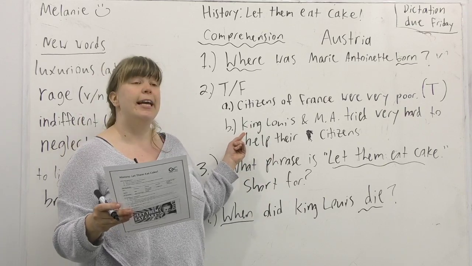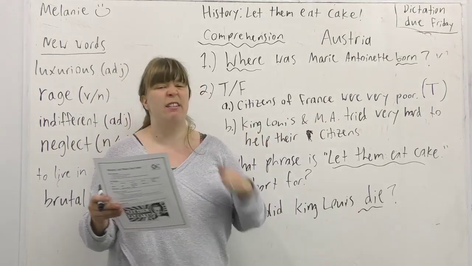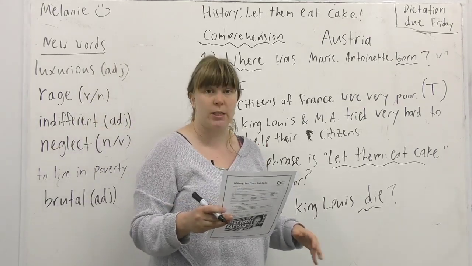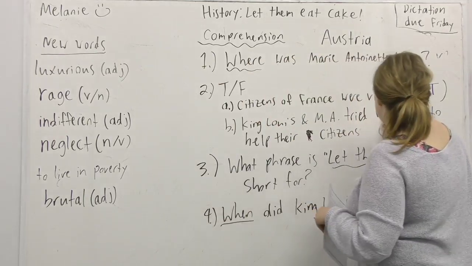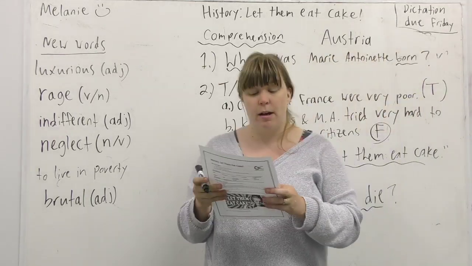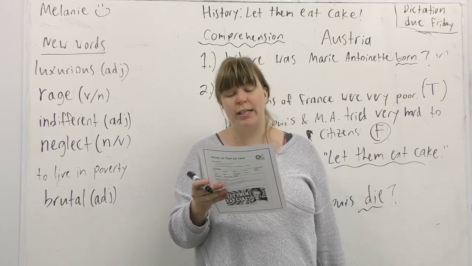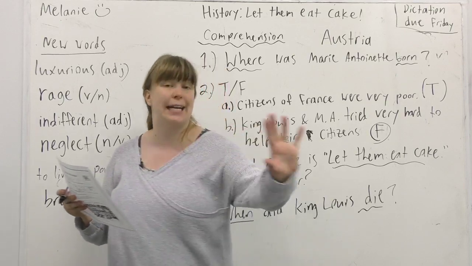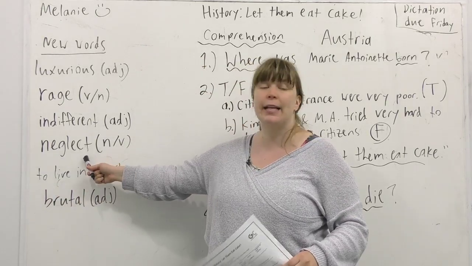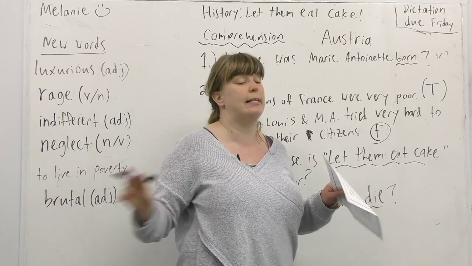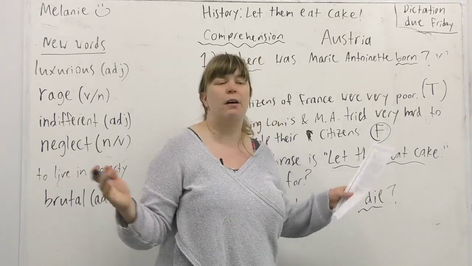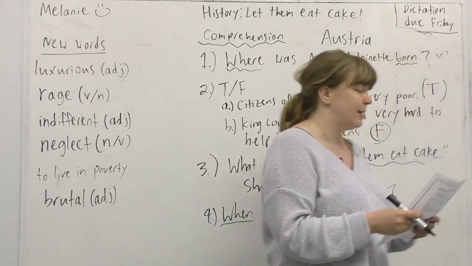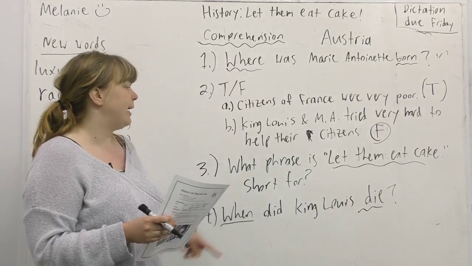All right. King Louis and Marie Antoinette tried very hard to help their citizens. True or false? Somebody wrote false. That is correct. They didn't try at all. It actually says Marie Antoinette was cold and indifferent to their suffering, and that King Louis and Marie Antoinette were neglecting their people. Remember what neglect means? It means to ignore their needs. They're like, oh, they're hungry? Whatever. I want to go eat my cake now. I don't care about the citizens. Meh. Oh, right. Good. Okay.